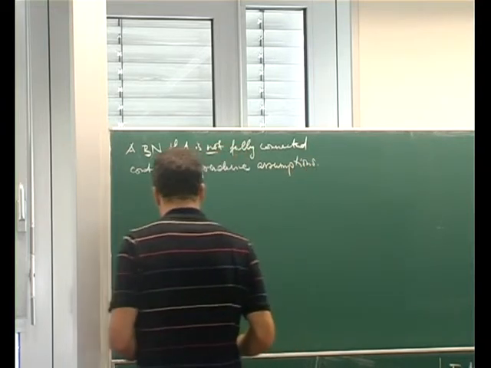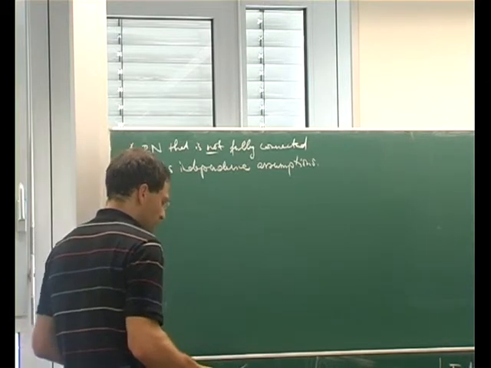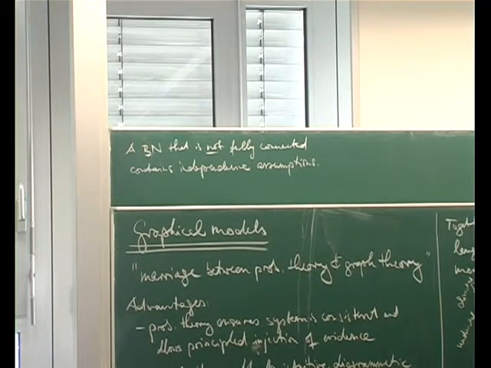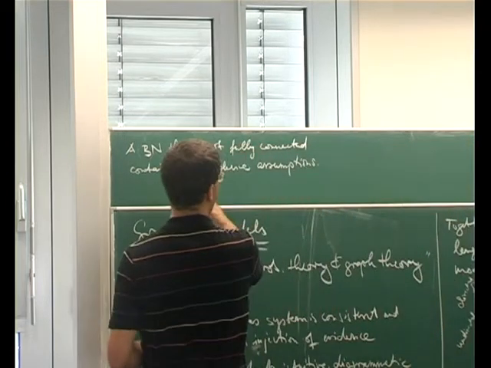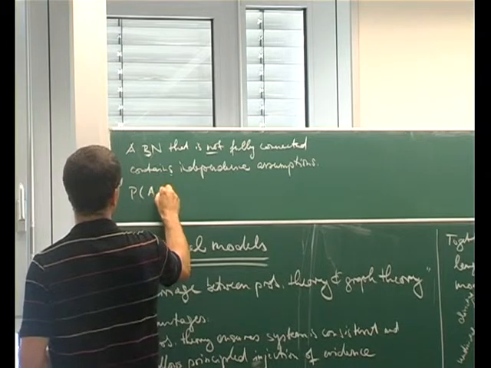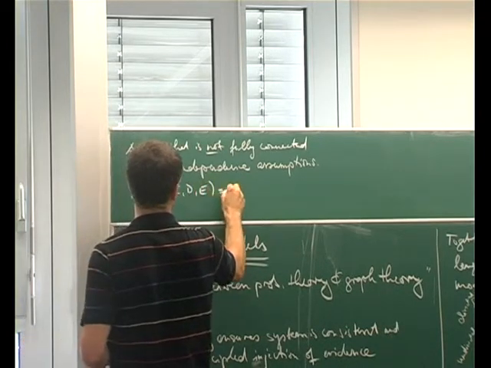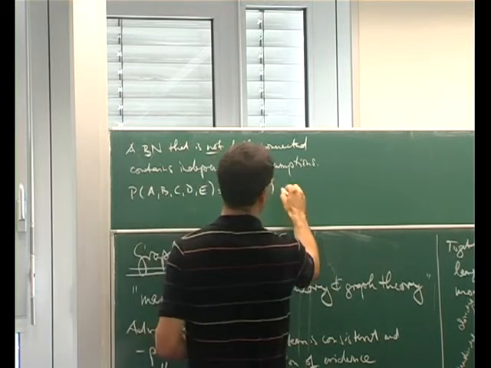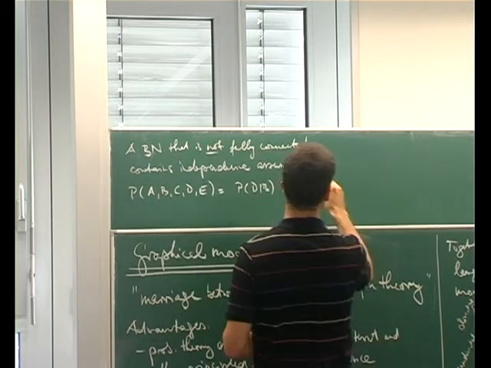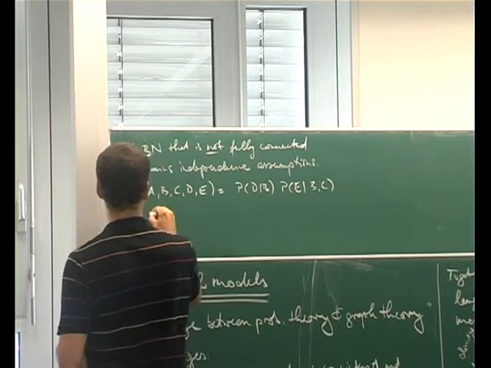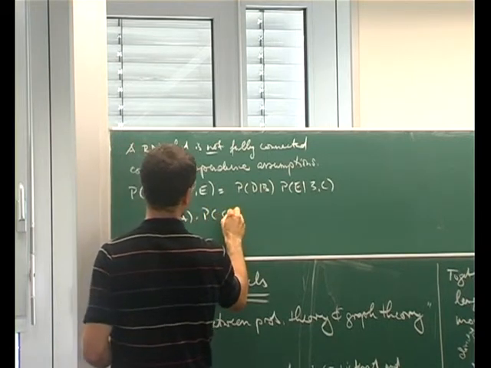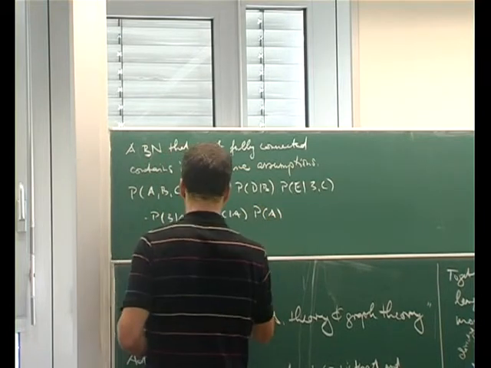So in particular, if I'm giving names to these nodes, I'm just calling them A, B, C, D, E. I could write the joint probability of these nodes as the probability of D given B, times the probability of E given B and C, times the probability of B given A, times the probability of C given A, times the probability of A itself.